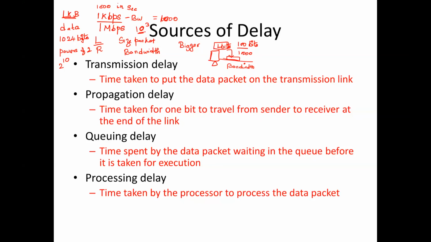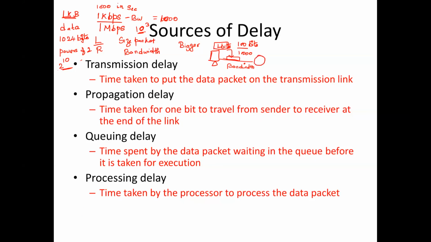So it is 10 power 3, whereas in this data, when we say it is 2 power 10. Okay. Now the next type of delay that happens in the network is the propagation delay. Propagation delay represents how much time it takes for a packet to travel in the medium.